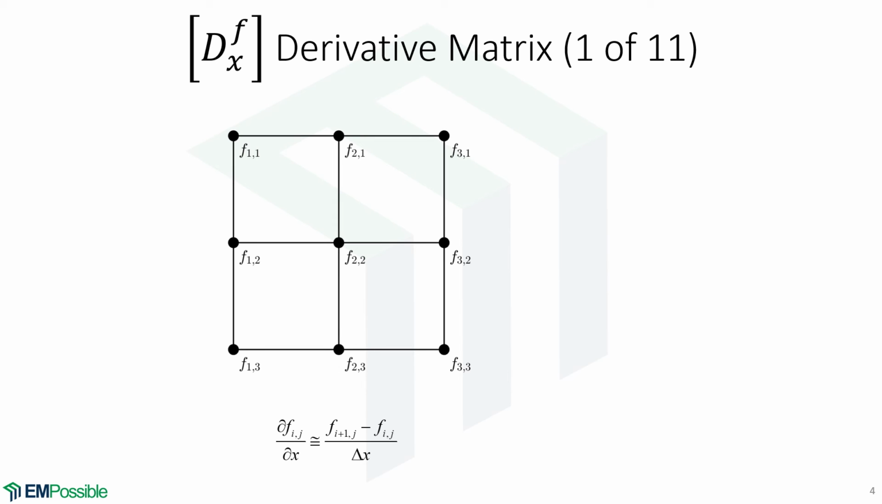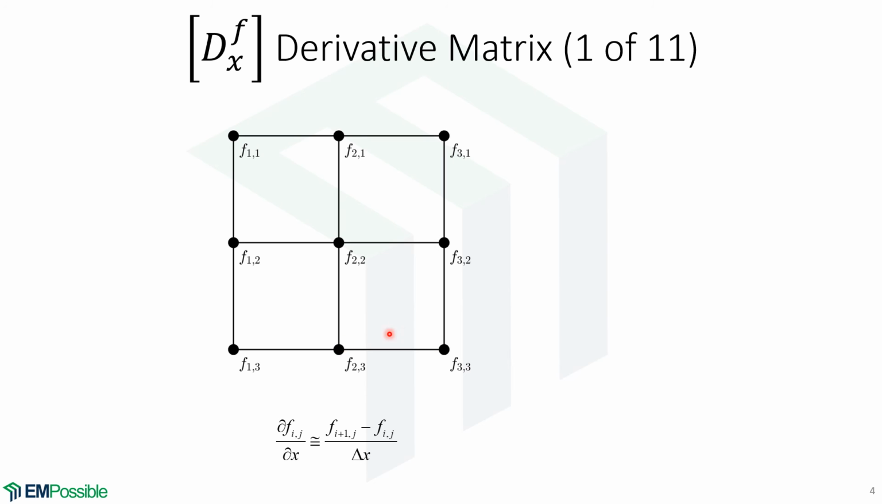So we have a 3x3 grid, and we would like to build a derivative matrix that calculates a derivative with respect to x, so it's in the x direction, of the f function. And so I'm drawing the grid with the f function here. The finite difference approximation that we're using is right here. And notice we're not using the first order derivative approximation that has a 2 delta x in the denominator. It's a single delta x.